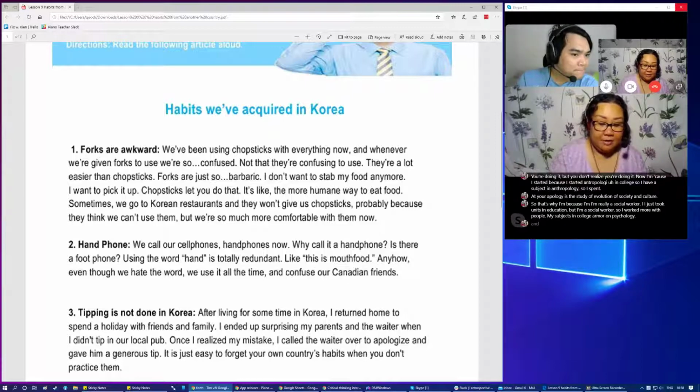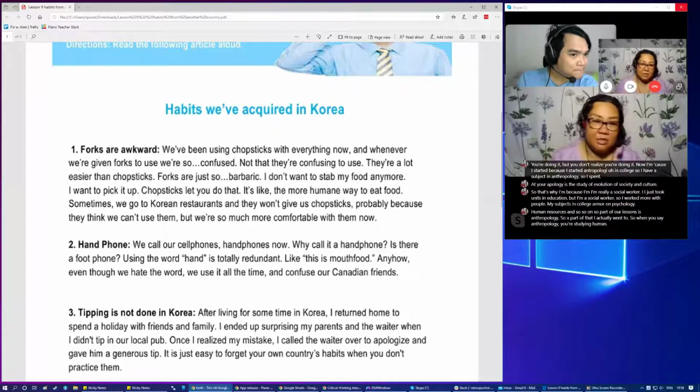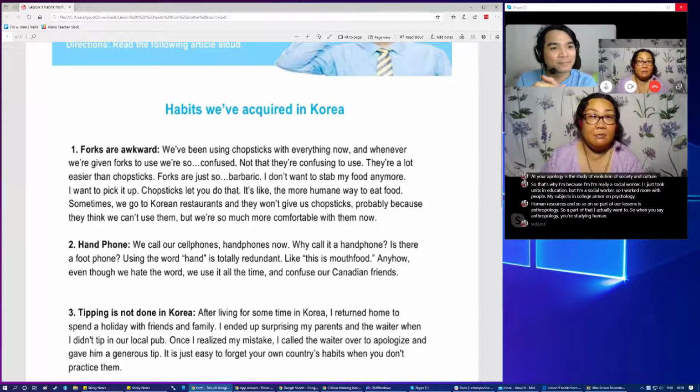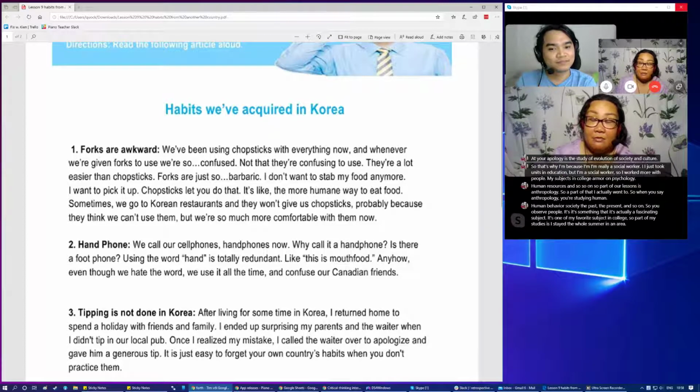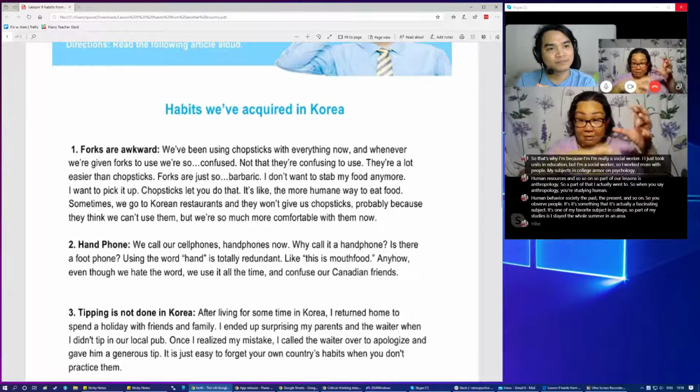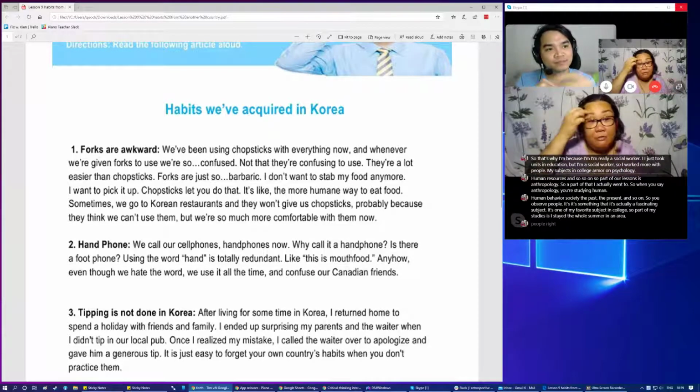So part of our lessons is anthropology. When you say anthropology, you're studying human behavior, society, the past, the present, and so on. So you observe people. It's actually a fascinating subject. It's one of my favorite subjects in college. Part of my studies is I stayed the whole summer in an area in the mountains of the Philippines, like a tribe. Vietnam has a lot of groups of people, right? Indigenous people. We also have that in the Philippines.